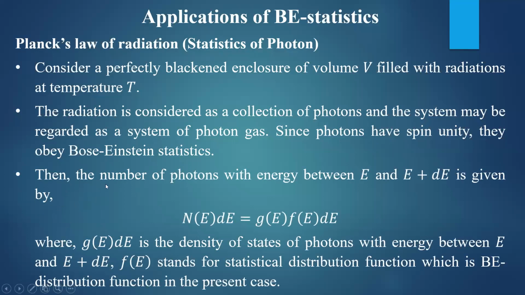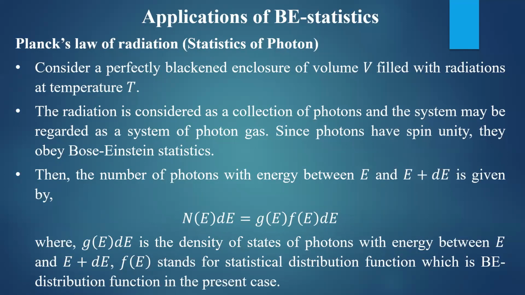First, we will try to find out the number of photons having the energy between E and E plus dE, that is given by N of E into dE is equal to G of E into F of E into dE. So this is the basic equation determining the number of particles having the energy between E and E plus dE, or having the energy E. That is always equal to the product of the density of available states and the distribution function. That is a very basic equation in statistical mechanics. Number of particles is always equal to density of states into distribution function.